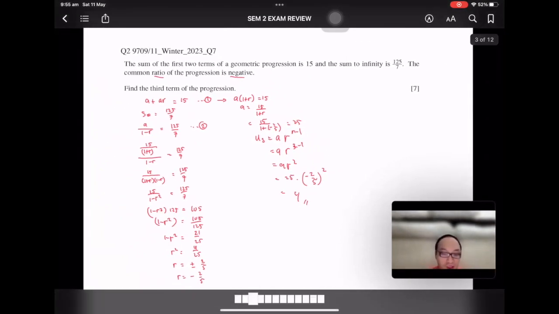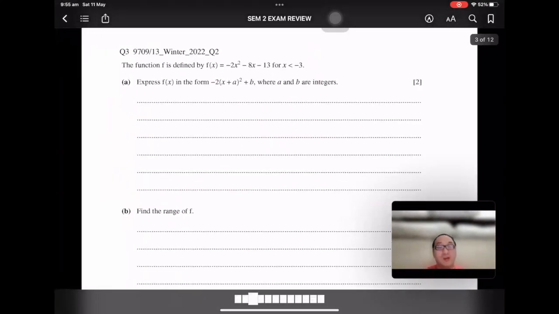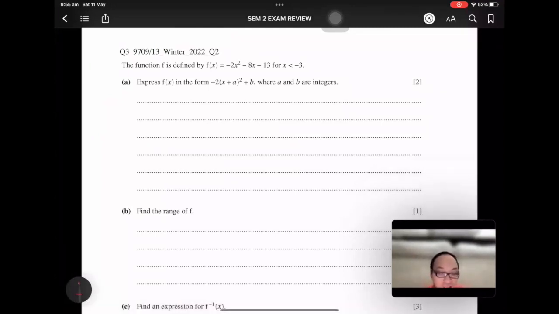So this is the answer for number 2. Move on to number 3. Number 3 is: function f is defined by f. Express f(x) in the form of completed square, where a and b are integers.